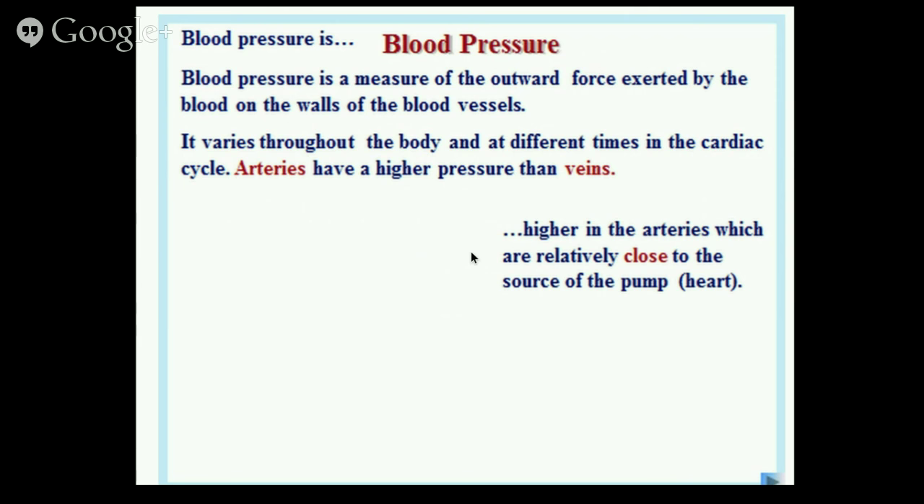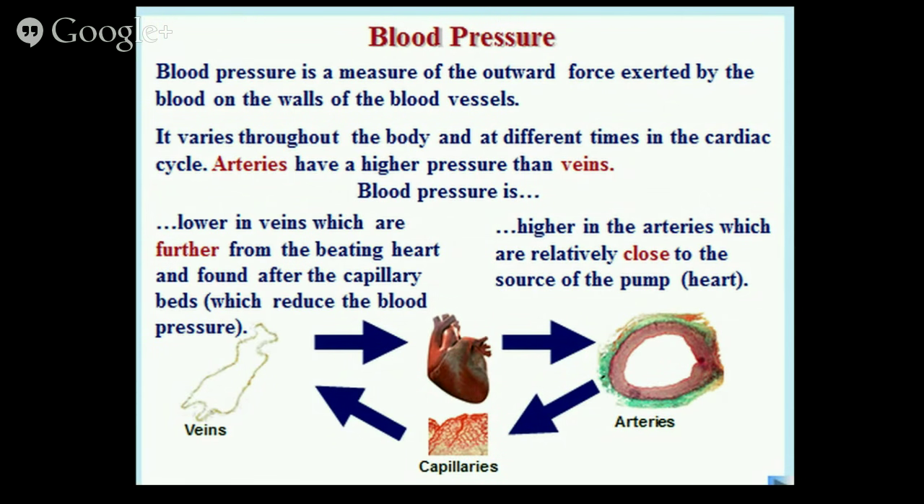Okay, so when we're talking about blood pressure, it's all the blood and the pressure and the force that it exerts onto the blood vessels. So if you think about it, if you pump harder with your heart, you're going to have higher blood pressure. If you pump lower, it's going to be lower. Okay. Now, we need to be able to talk about what increases blood pressure and what decreases blood pressure.